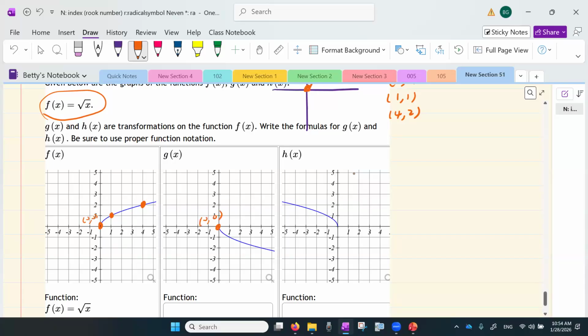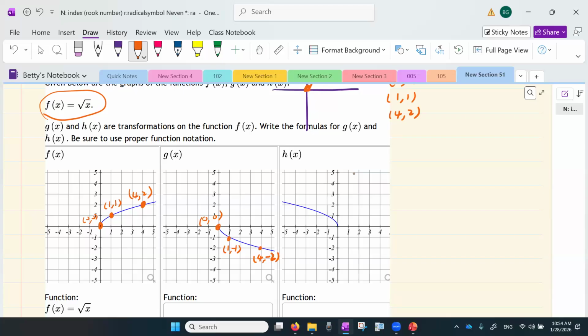So I'm going to write this down: (1, 1), (4, 2). And then for g, we have (0, 0), we have (1, -1), we have (4, -2). Just look at the points.